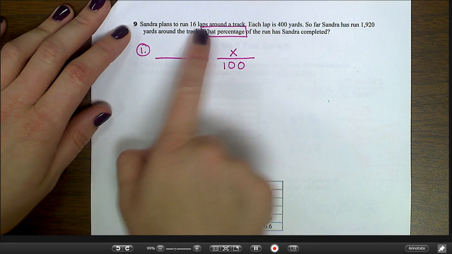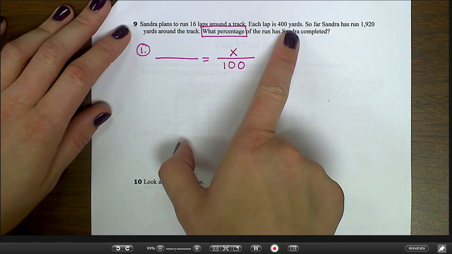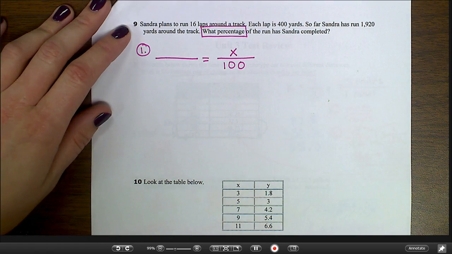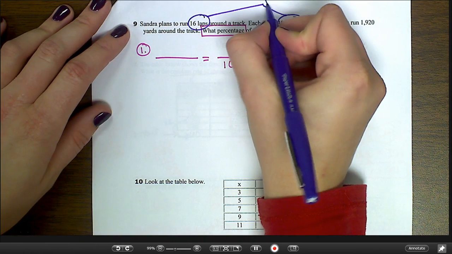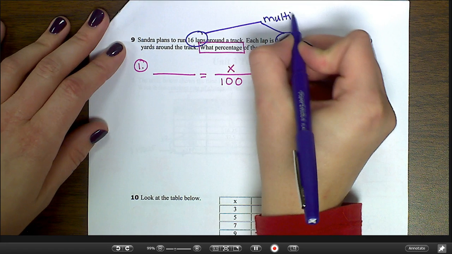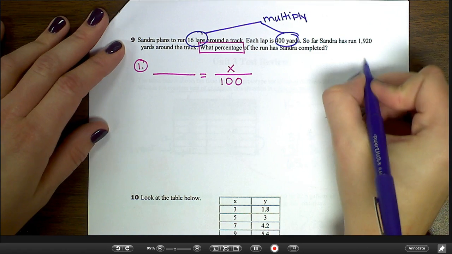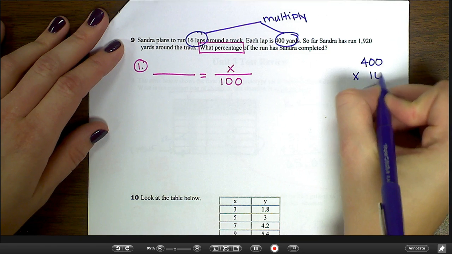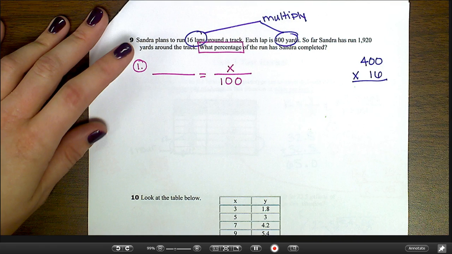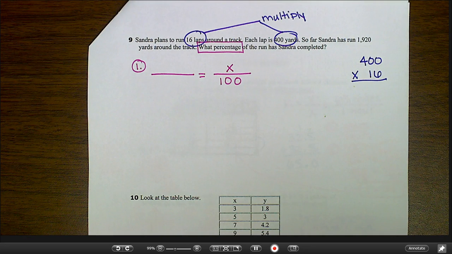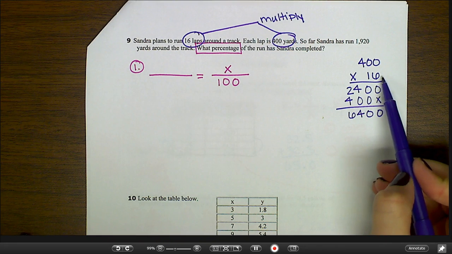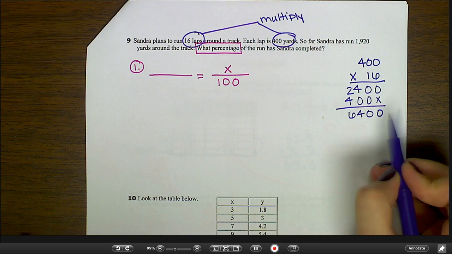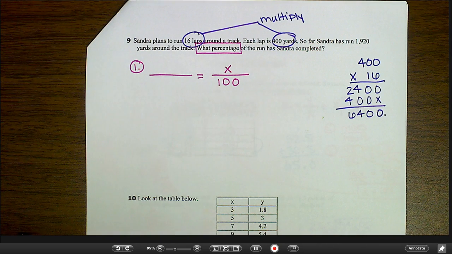Sandra plans to run 16 laps around a track, and each lap is 400 yards. So let's figure out how many yards she's going to run. 16 laps, each lap is 400 yards, so I need to multiply. So 400 times 16. I'm going to let you do that multiplication. Pause the video, multiply, and then push play to check your solution. And I got 6,400. There are no digits after the decimal in my problem, so I put a decimal at the end.